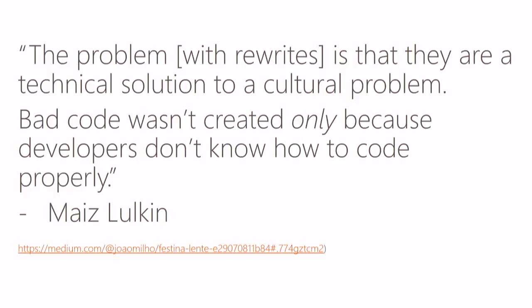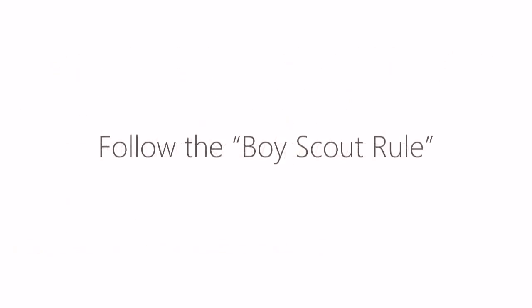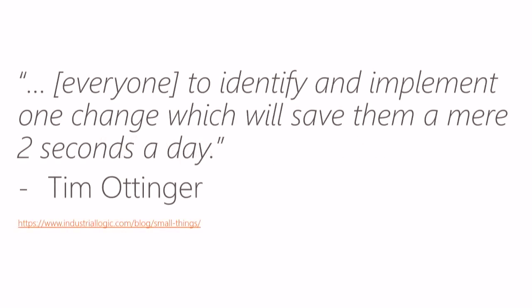So don't do a rewrite. You want to fix what you've got instead. Instead, try maybe the Boy Scout rule, which is leave the campsite cleaner than you found it. Think about this. Tim Ottinger is talking, he has a good blog post about this. If you simply make a small change and save the next person 2 seconds, when they read the code, when they come into that method the next time, it's 2 seconds easier to understand. Those savings increase over time.